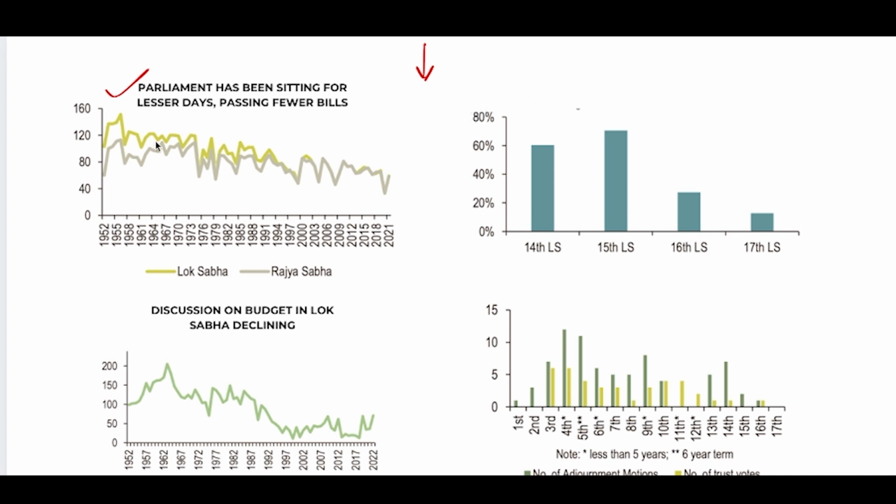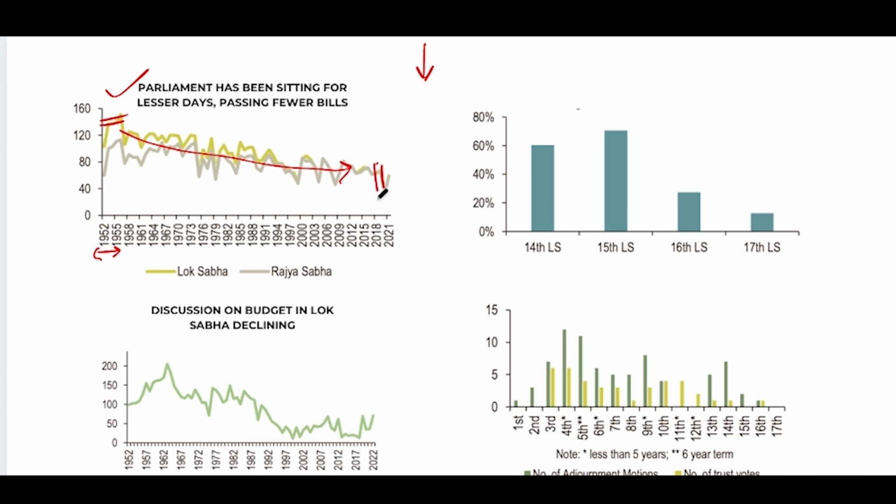As you can see, initially the first Lok Sabha, denoted by the yellow color, used to sit on average for around 130 to 140 days every year, which means around 1/3 of the total days were allocated for discussion and debate. Now, there is a clear declining trend, to the extent that between 2018 and 19, Parliament sat only around 70 days.